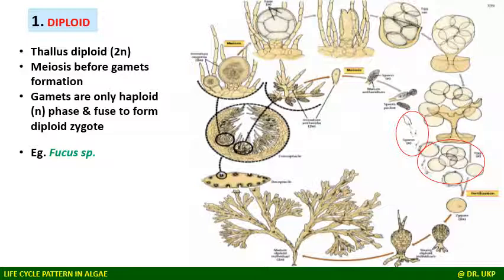in the illustration, at the lowermost portion, you will find the thallus, for example Fucus, which is a very common example you will find in every textbook. I have collected these illustrations from a few reference books. I have mentioned them at the end of the PowerPoint presentation. You can consult those books also. So this is a thallus of Fucus.